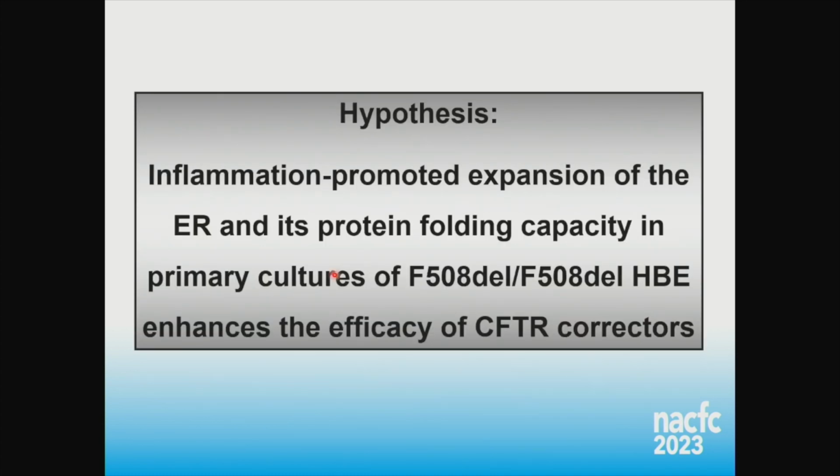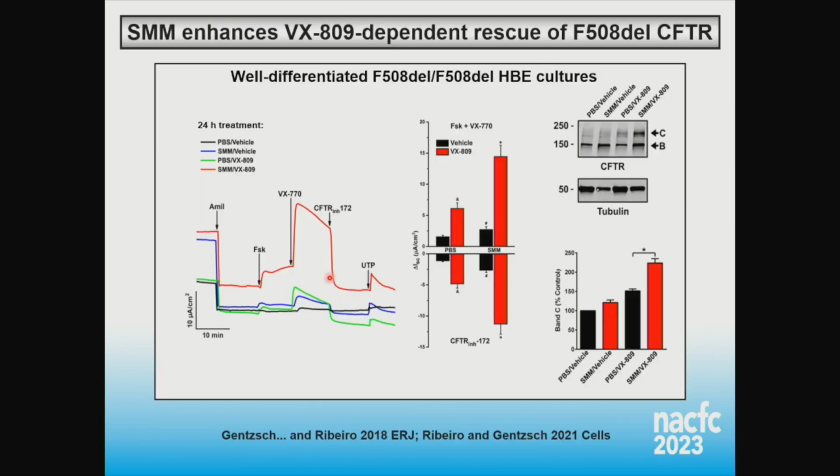So, based on all these previous findings, we hypothesized that inflammation promoted expansion of the ER and its protein folding capacity in primary cultures of 508del, these were all homozygous cultures, and that this should enhance the efficacy of CFTR correctors, because now the organelle allows a much more efficient function of the correctors.